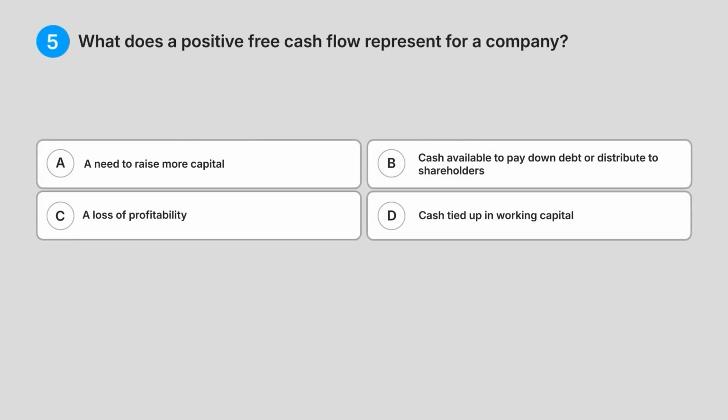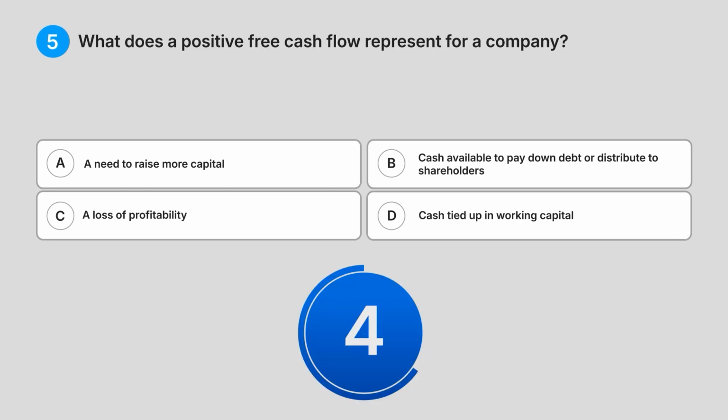5. What does a positive free cash flow represent for a company? A. A need to raise more capital. B. Cash available to pay down debt or distribute to shareholders. C. A loss of profitability. D. Cash tied up in working capital. What do you think is the answer?